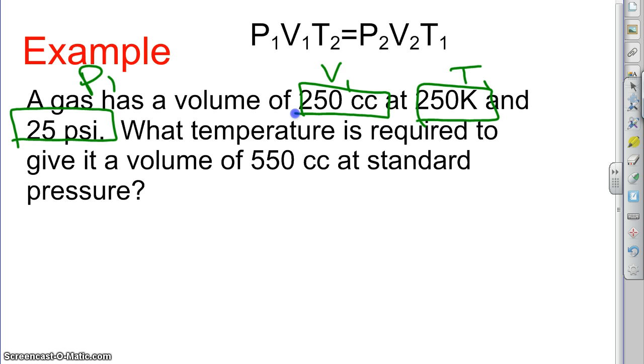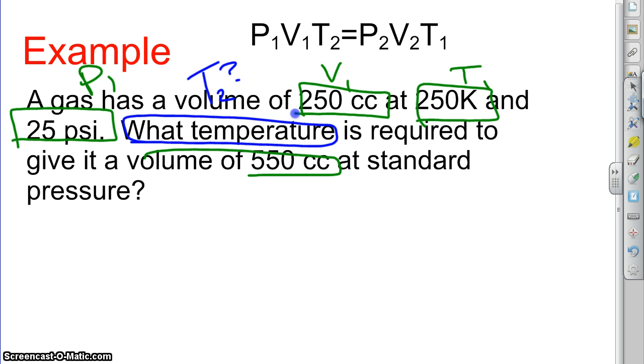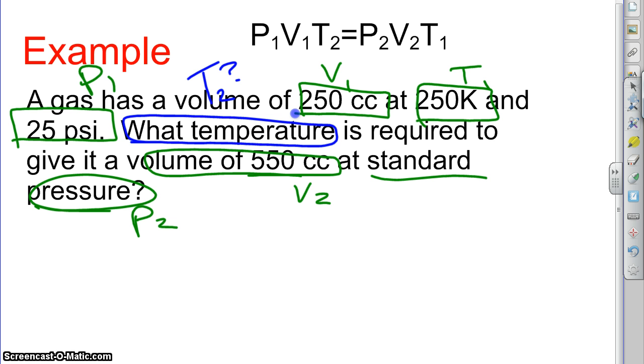What temperature, I'm going to circle that in a different color because that's the thing that we want at the end. That's the thing we're trying to find, T2, is required to give it a volume of 550 cc's. That is our volume at the end, and standard pressure is our pressure at the end. So if we look at this, we don't just have T's and V's, we don't just have P's and V's changing, we have everything changing, and that's how we know that we're going to need to use the combined law. So, let's go ahead and do it.